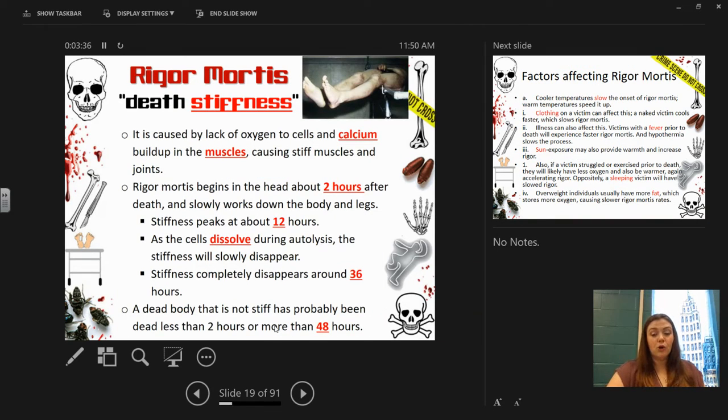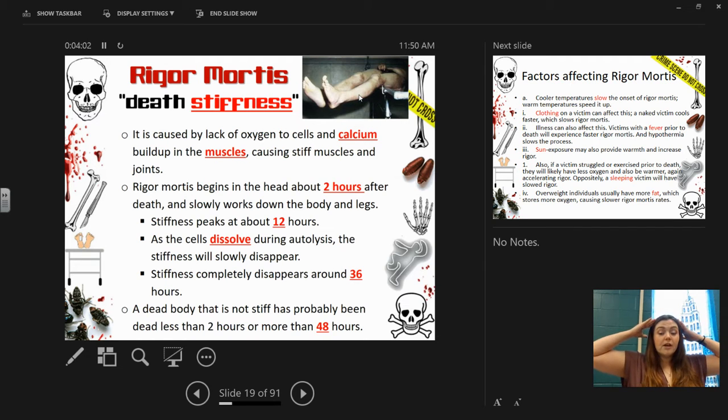Next one that we can use is called rigor mortis. So rigor mortis again means death. Rigor means stiffness, so the stiffness of death. So this is a person who is deceased, and their legs are literally stiff as a board, can't be folded back. That's just the position that they are in. It's caused by a lack of oxygen to the cells and calcium buildup in the muscles, causing stiff muscles and joints. Now, rigor mortis begins in the head.